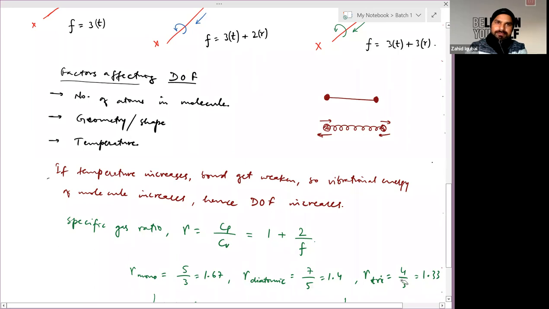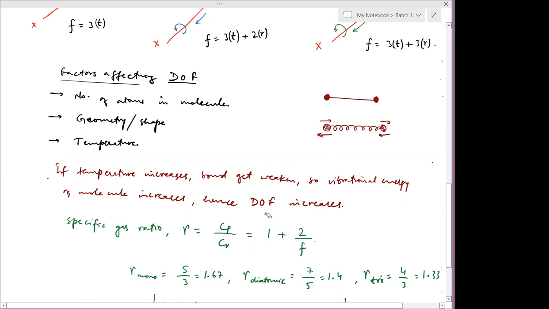Hamza, is it clear? Yes, sir. Just put the value of f in this expression and solve this fraction.